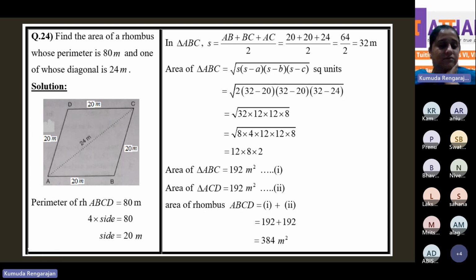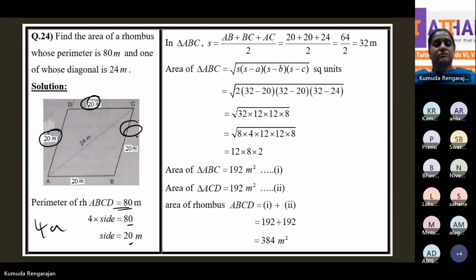So you can see here, perimeter is given. So 4 into side is equal to 80. So side is equal to 80 by 4, 20 meters. 4 into side, 4a, because all the sides are equal. The perimeter is 80 meters, so each side is 20 meters.